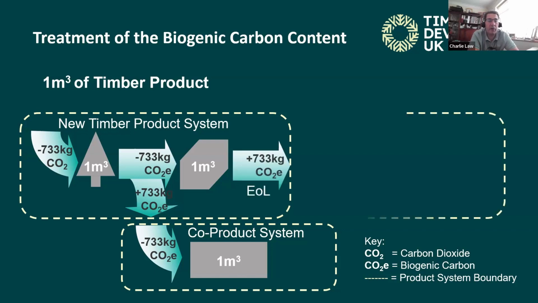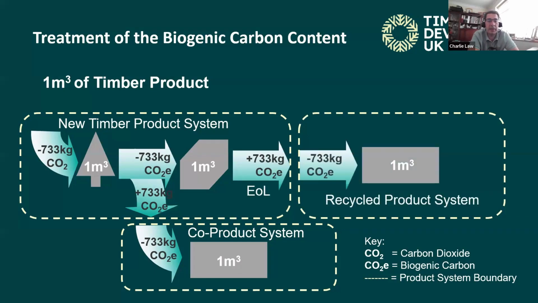At end of life, obviously, we need to add that sequestered carbon back in so that it can be used again by the next product system. So if it's a recycled product system, again, you probably use some recycled chip in your chipboard so that they can take account of that 733. We in effect plus it back into our system so that it can be minused from the next system.